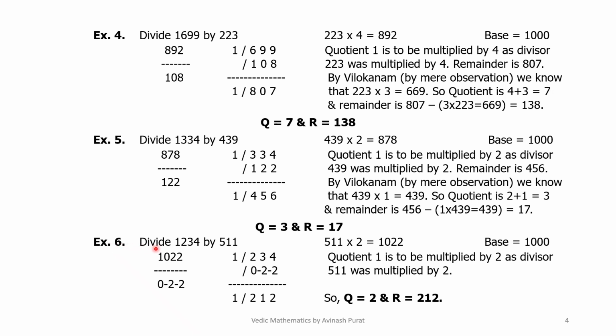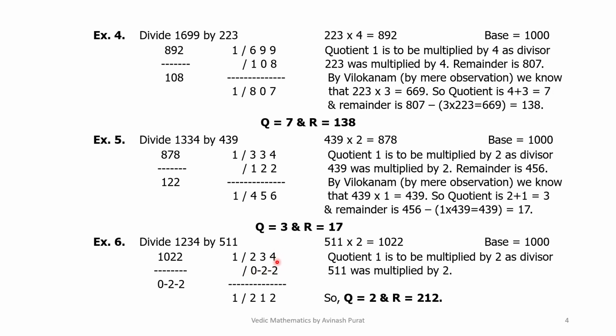Sixth example, divide 1234 by 511. 511 multiplied by 2 is 1022, which is near the base of 1000. So 1022 is the divisor and the difference between base and divisor is 0 minus 2 minus 2. Now 1 stroke 234 is the dividend. 1 is brought down. 1 multiplied by 0 minus 2 minus 2 is 0 minus 2 minus 2.